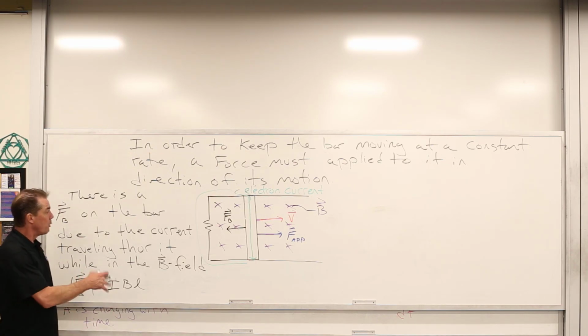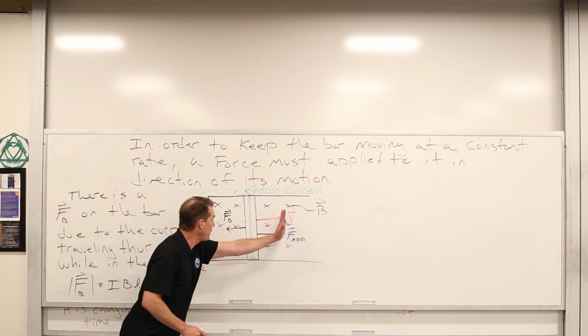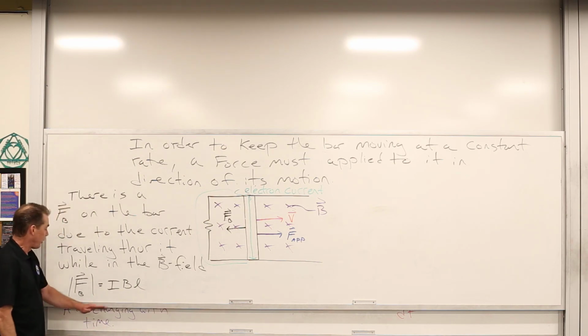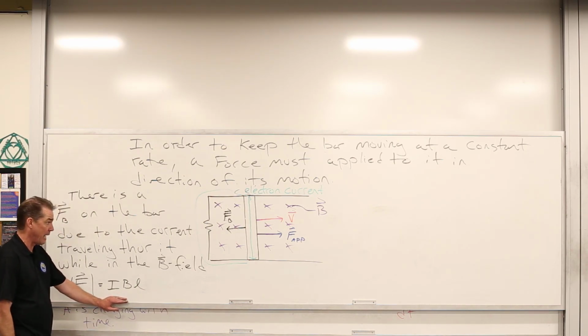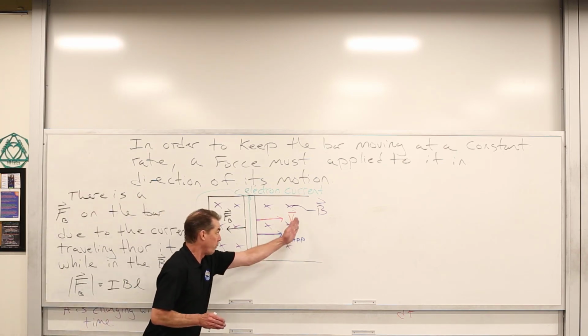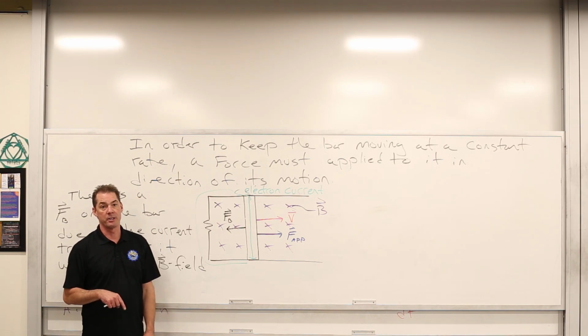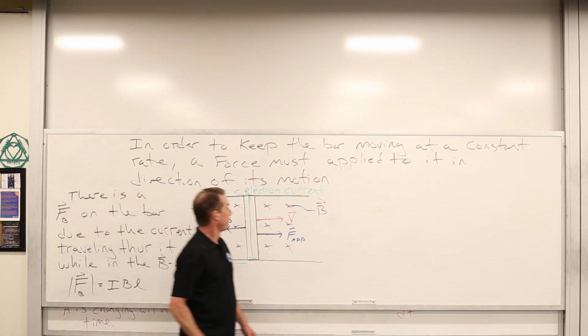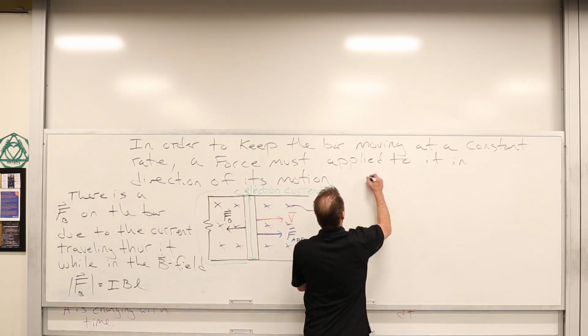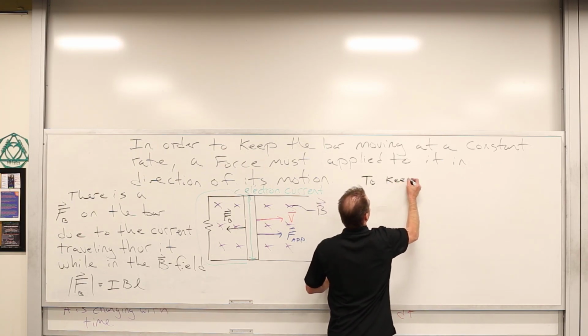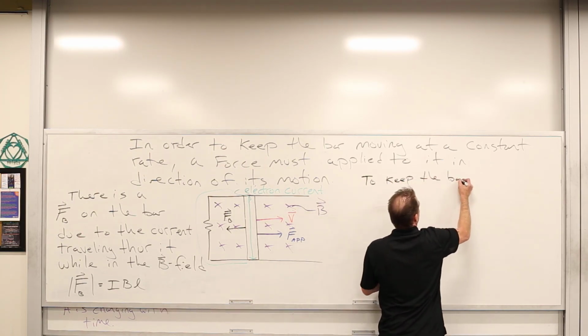The faster we move the bar, the greater amount of current that we have, but also the greater amount of resistive force due to that current interacting with the magnetic field. Which means that if we wanted to move faster and make more current, we've got to apply a greater amount of force. That's it. So, to keep it moving at a constant rate, keep the bar moving.